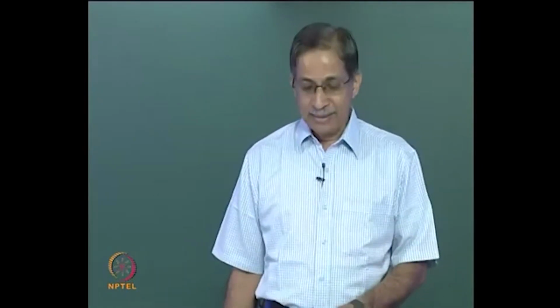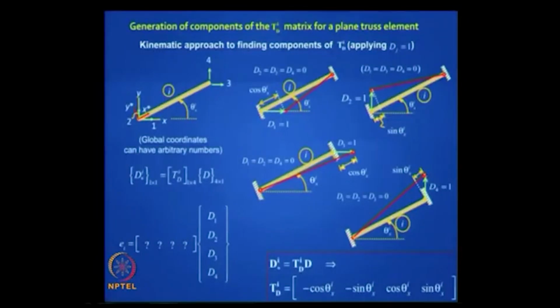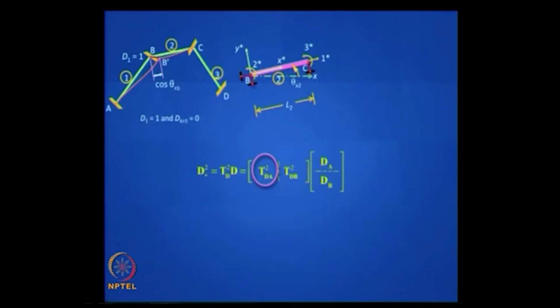So we also looked at this, recall, we talked about the displacement transformation matrix, and we derived this from first principles using what we call a kinematic approach. I will show you, you can also get the same matrix, the TDI matrix, from a static approach using this principle called the contragradient principle, which we are now going to look at. But before that, let us just do an application of the TDI matrix.